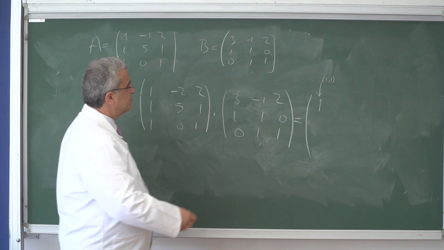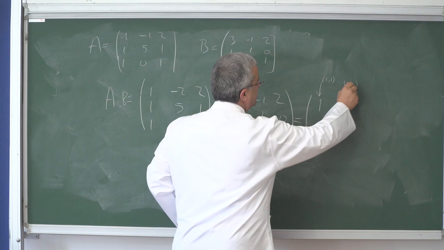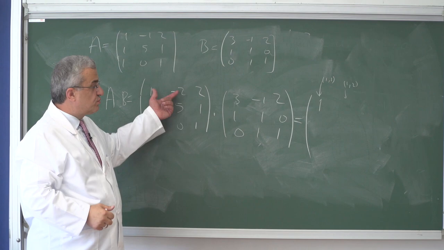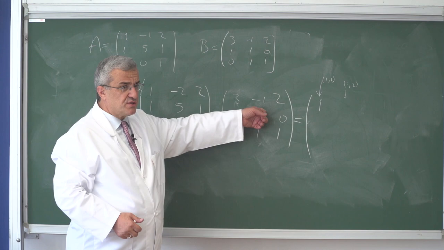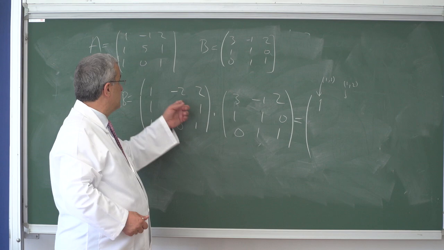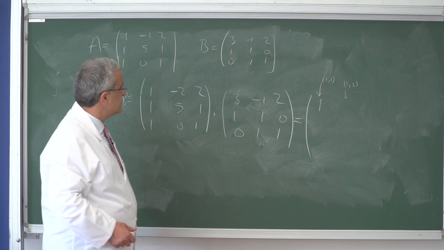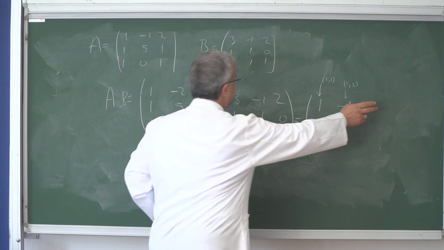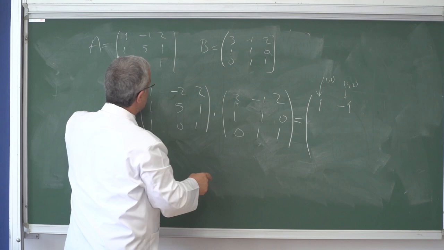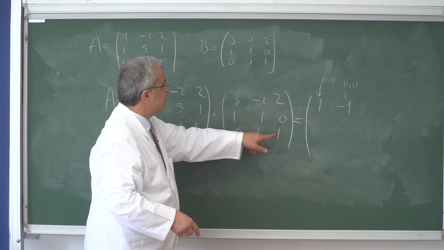Okay, I want to now calculate this second element. This is the 1, 2 element. What does that mean? It should be first row into second column. So 1 times minus 1 is minus 1. Then minus 2 times 1 is minus 2, it became minus 3. And 2 times 1 is 2, so it is minus 1. Then this third element, the first row times the third column: 1 times 2 is 2, minus 2 times 0 is 0, 2 times 1 is 1, so this is 4.